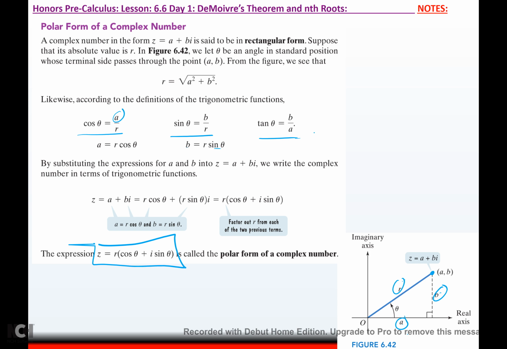By substituting these expressions for a and b into my complex form, we can write the complex form as z, and I replace that with a plus bi. You replace a with r cosine theta, you replace b with r sine theta, and then all they did was factor out the r from both of these, and they come up with this is the polar form of a complex number. You don't have to know this. This is just the proof of why that works. There's my formula to change a complex number into polar form.